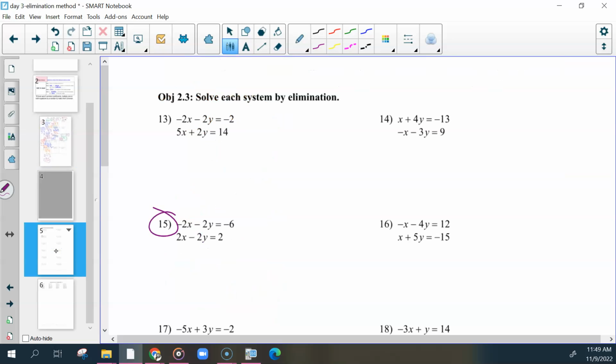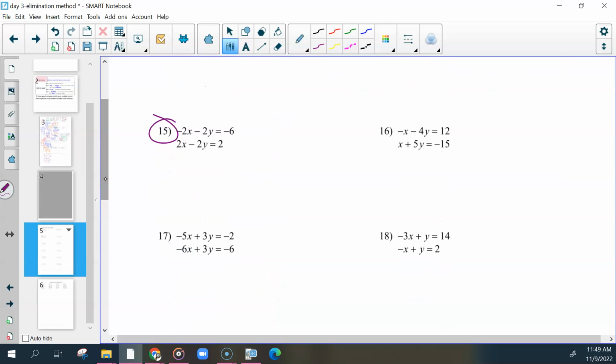Alright, 15 on the last page. Our x's and our y's are lined up. What's our next step? Did you say add them? Are we eliminating x or y when you said that? Because that's important. In this case, because our y variable is exactly the same and our x variable is positive, negative, we could add to get rid of the x's, but it wouldn't get rid of the y's. Or we could subtract to get rid of the y's, but it wouldn't get rid of the x's. So we have to be very careful on that.